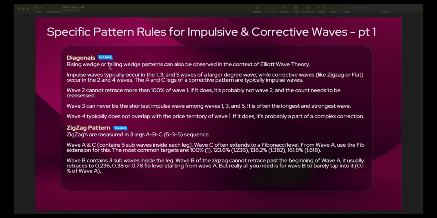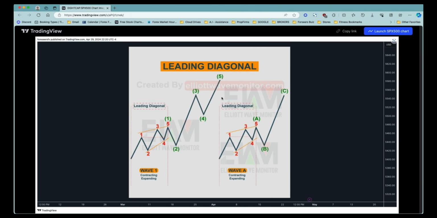So again, for a refresher, let me just open up what this would look like. A shout out to Elliott Wave Monitor for this. As you can see, you have your leading diagonal, 1, 2, 3, 4, 5. Wave 5 ends here and then goes down to finish the corrective. So again, this can happen anywhere, in your impulsive or corrective waves.